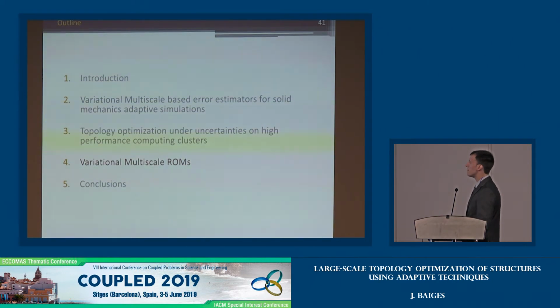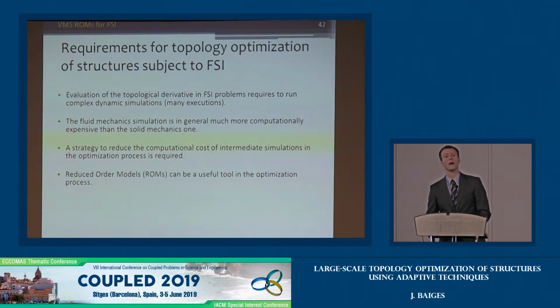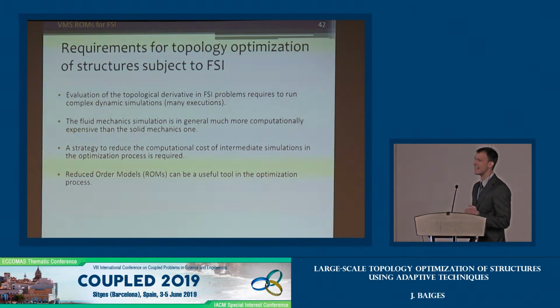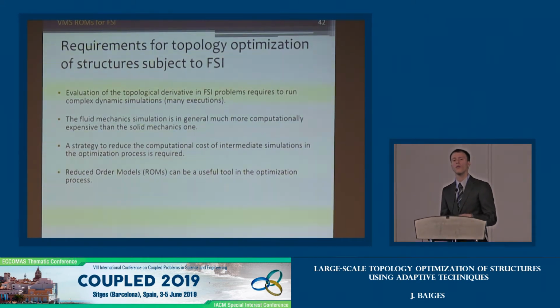Okay, and then let me finalize by very shortly talking about variational multiscale reduced order models. The idea is that now we want to extend our capabilities to deal with fluid structure interaction problems. And in fluid structure interaction problems, what we are going to find is that at each of our iterations of the topology optimization process, we will need to solve a complex fluid structure interaction, which possibly involves also turbulence. Okay? So, as you can guess, the computational cost of this operation is going to be very large.